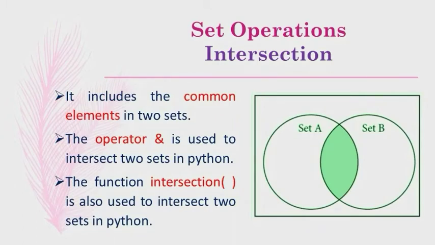Here we are using the AND operator, and we are also using the intersection function. It is also used to intersect two sets in Python. See here, two sets are given, set A and set B. The common elements are shaded with the green color. So the intersection function or the intersection operator AND is used to display common elements in two sets, okay.